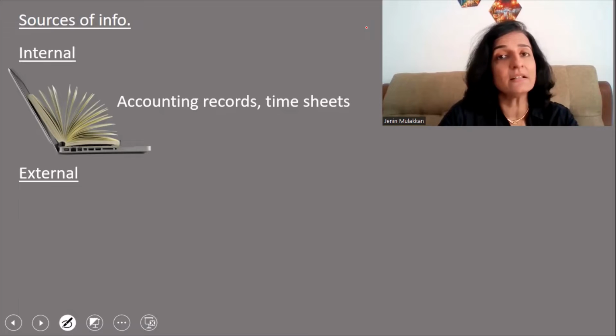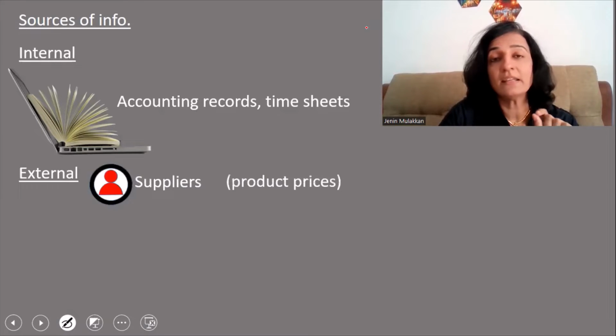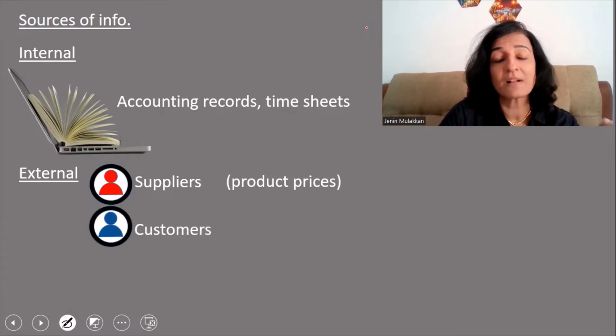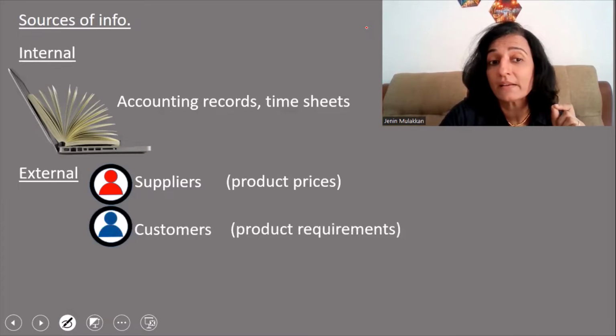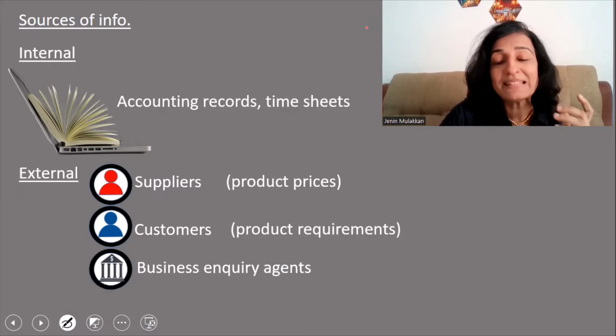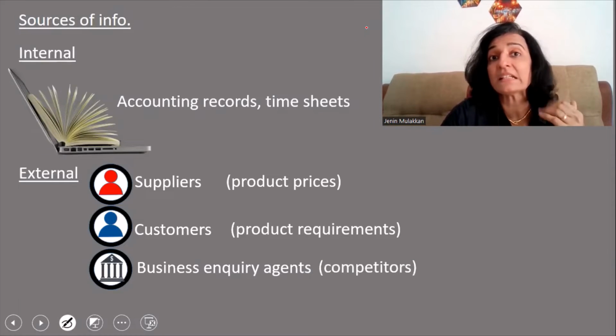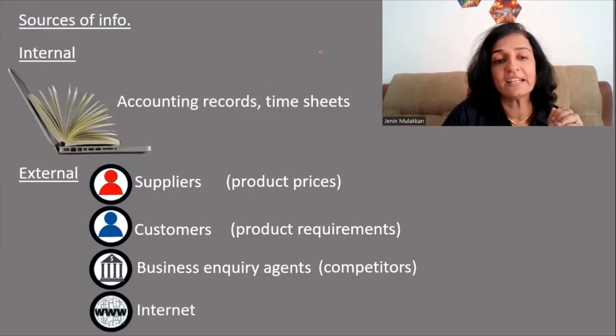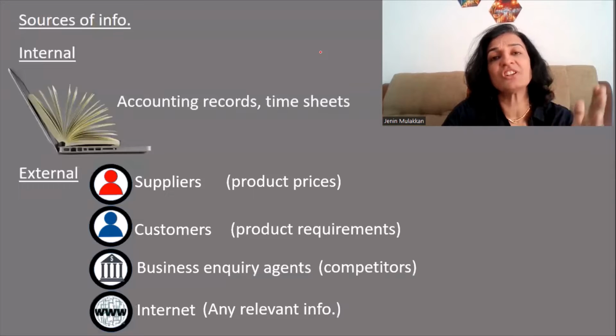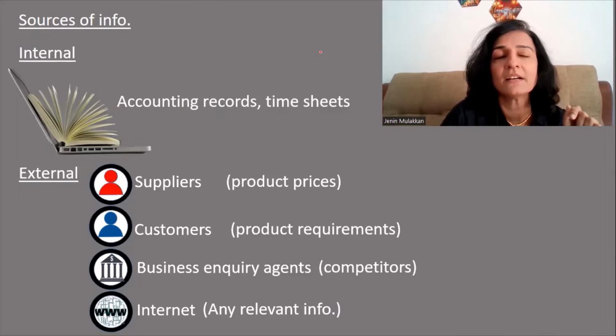Now coming to the external sources of information. They get information from suppliers regarding the product prices, from customers regarding the product requirements, from the business inquiry agents, mainly information relating to competitors, market analysis, etc. And definitely from the internet. Any relevant information can be gathered from the internet.